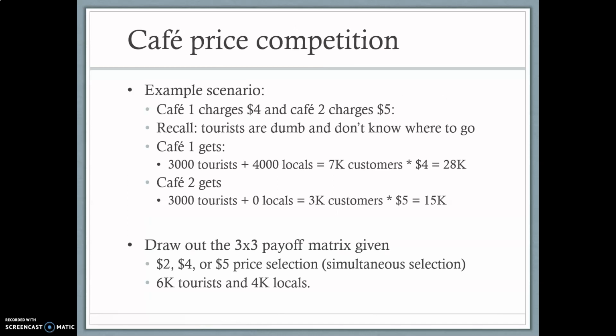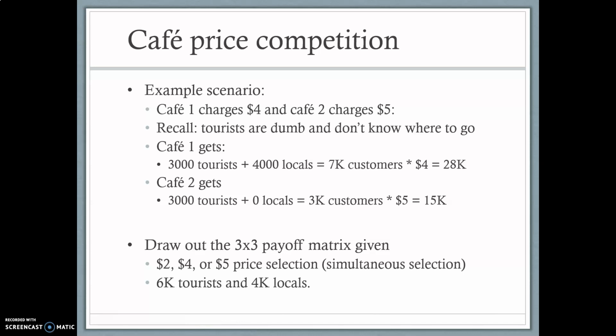Suppose we take the scenario forward and change it a bit. Cafe 1 charges $4 and Cafe 2 charges $5, right? Recall tourists are dumb and don't know where to go. Therefore, Cafe 1 gets 3,000 tourists plus 4,000 locals. That means 7,000 customers at a price of $4, which will be $28,000. And Cafe 2 gets 3,000 tourists plus zero locals. That means they are getting only 3,000 customers at a price of $5, and they'll be getting $15,000.